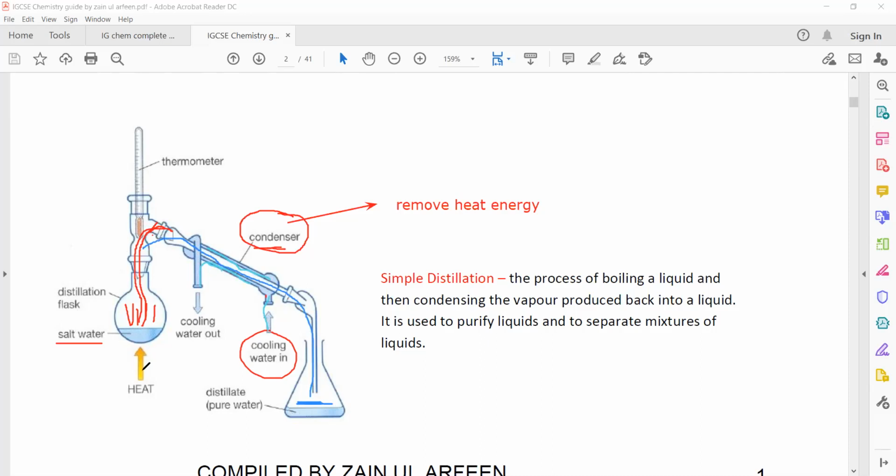Is it clear? So simple distillation is a process of boiling a liquid and then condensing the vapor to produce back the liquid. And it is used to purify liquid from separated mixtures. Any doubt in this? If you have any doubt, you can use your mic or chat to convey.